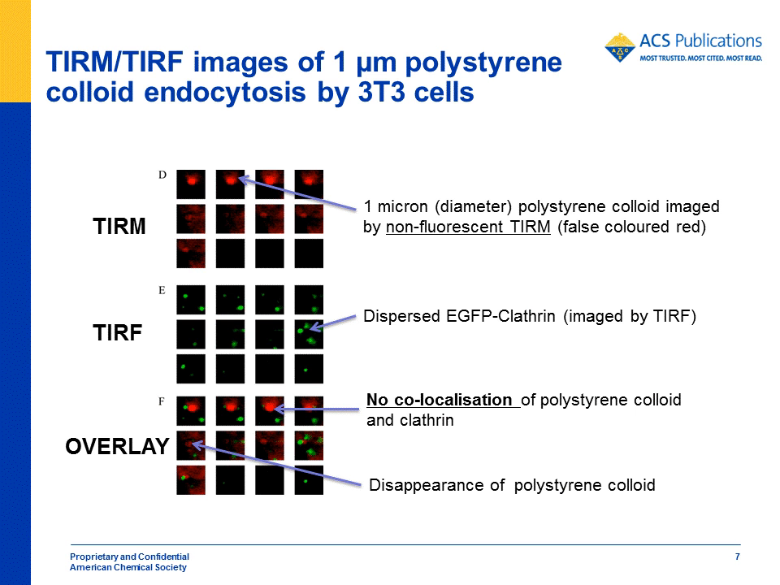This image sequence shows the results of a similar study for the internalization of a 1 micron diameter colloid. Panel D shows the disappearance of the particle between image frames 4 and 5, and this was captured using the non-fluorescent TIRM channel. Panel A shows a dispersed clathrin signal throughout all frames. The overlay in panel F demonstrates that there is no co-localization of EGFP-Clathrin with the 1 micron colloid during the particle internalization event, thus indicating that the particle is not internalized by a clathrin-mediated pathway.